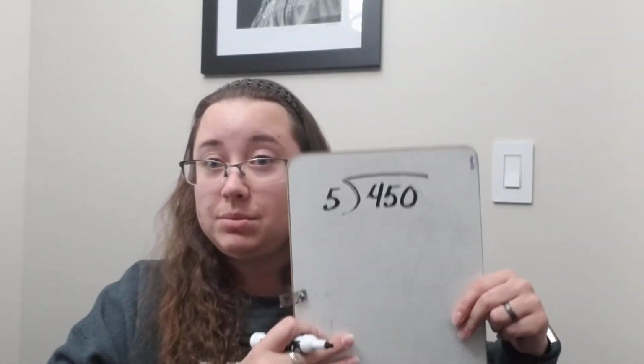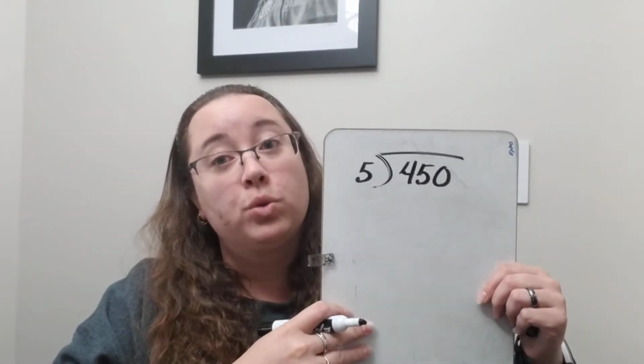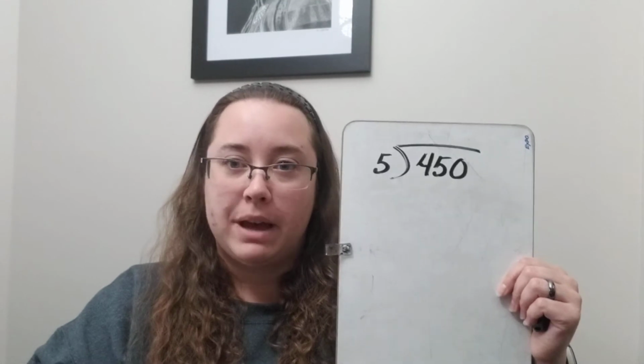Today we're going to use the number 450 to divide by 5. This problem will end up with no remainders, so this is a no remainder method.